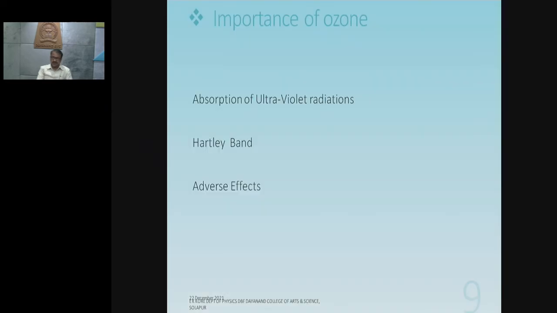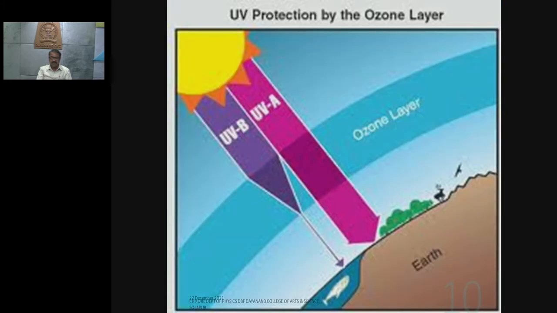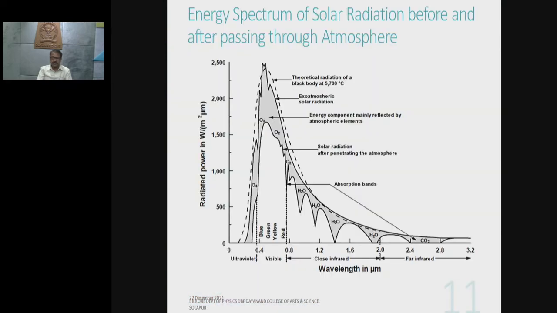Ultraviolet radiations are dangerous or lethal, death-causing, and ozone absorbs in the Hartley band. There are different adverse effects due to ozone layer depletion. These are skin cancer and more eye cataract. The picture shows UVA and UVB radiations entering the Earth's atmosphere. UVB are absorbed by the ozone layer while the UVA reaches the surface. UVB are the danger which cause skin cancer. The figure shows the energy spectrum for solar radiations before and after passing through the atmosphere.